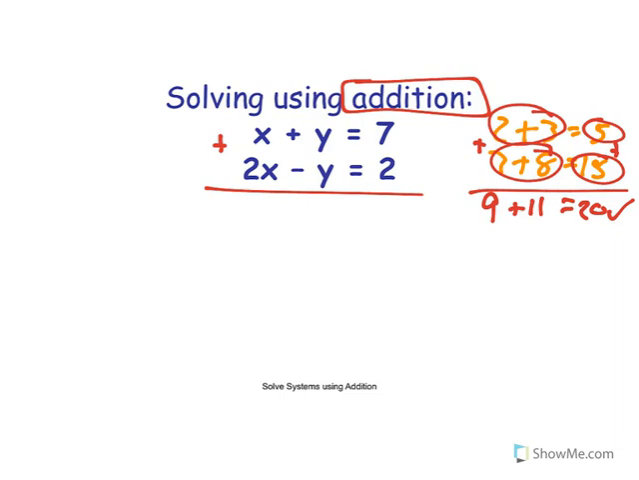This is the absolute easiest system in the universe, right? Because I have opposites. We're going to get to the point where we don't have opposites, and our job is going to be to create opposites, right? But for something like this, if I've got y plus negative y, and I do what I did over here, instead of adding 3 plus 8 to get 11, I'm going to add y plus negative y to get 0, right?